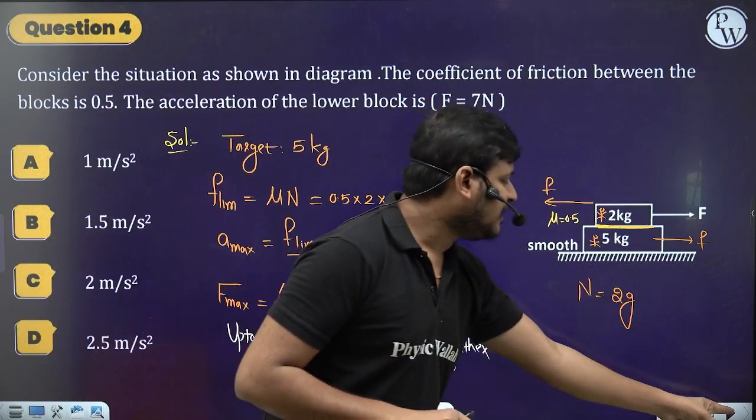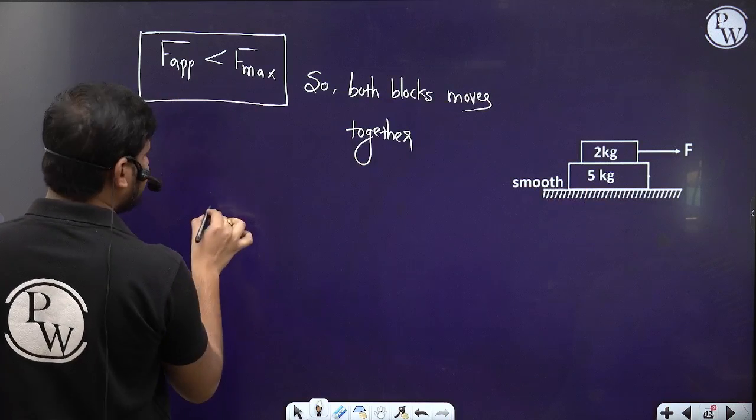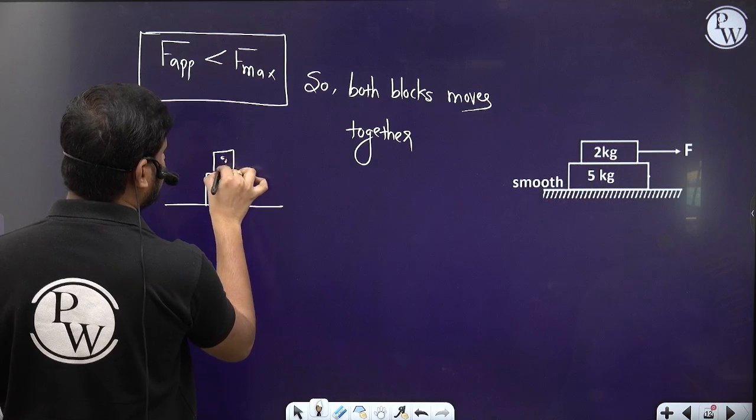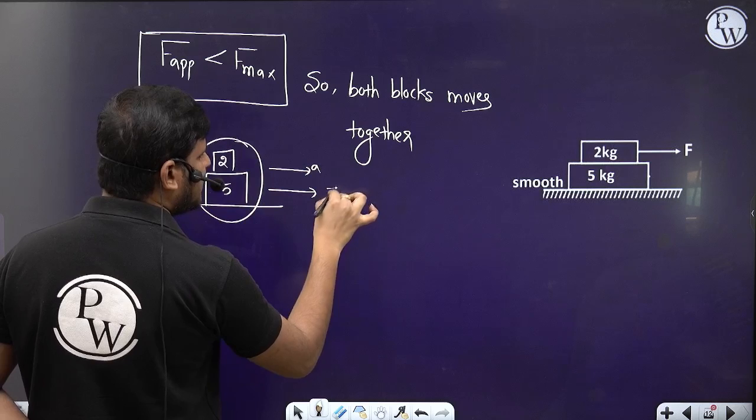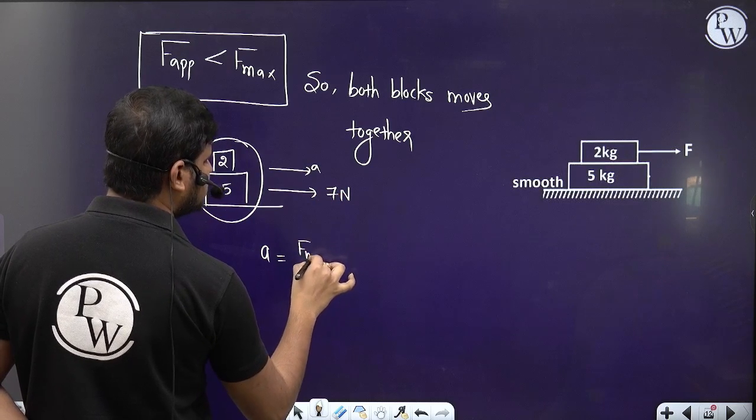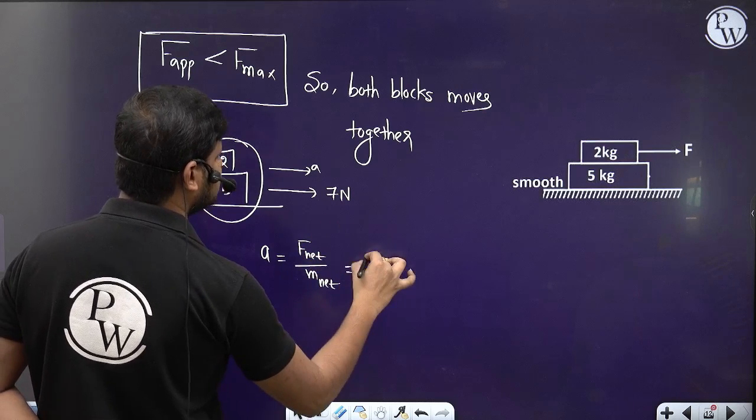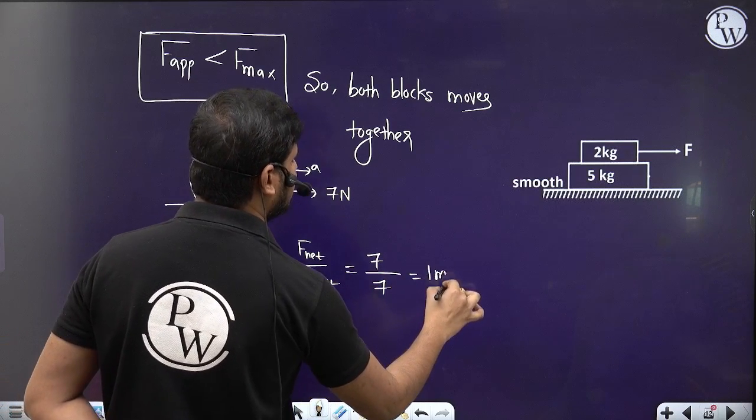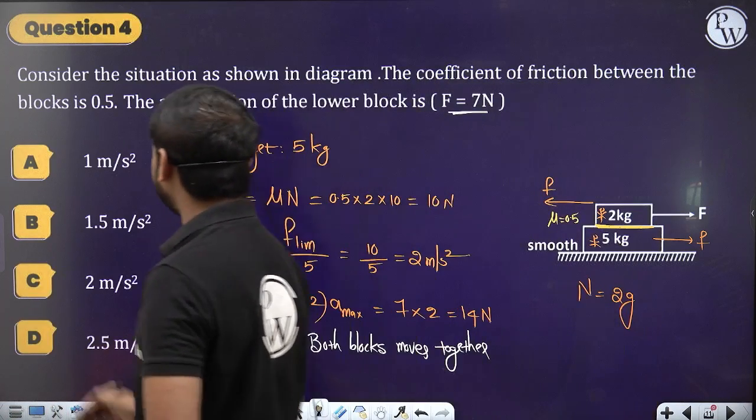But your applied force is not the F max, right? So the applied force is less than F max. So they both move with how much force here? 5, here 2. So they both move together with the same acceleration upon applying the force of 7 newtons. So that acceleration is equal to net force upon net mass, right? So what is the net force here? The net force is 7 newtons. So what is the net mass? 7. So this is 1 meter per second square. That means both the blocks will move at an acceleration of 1 meter per second square.